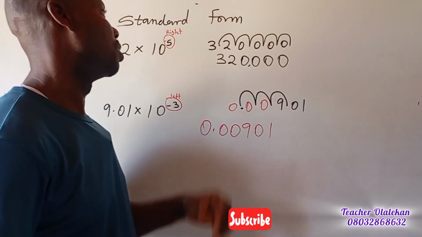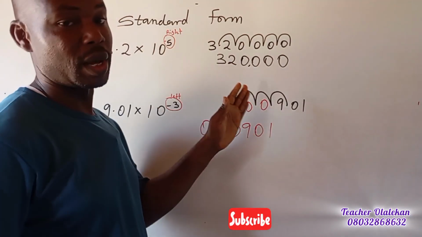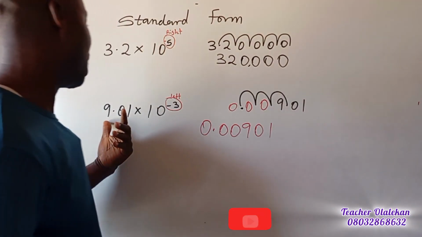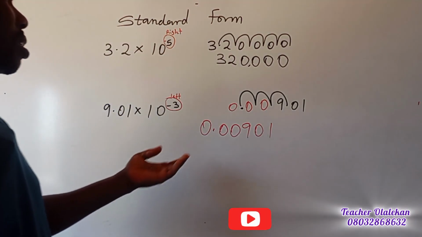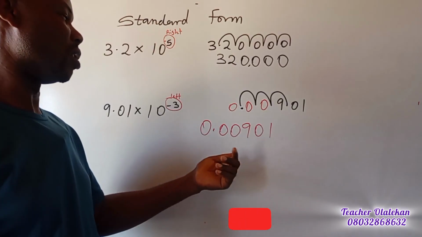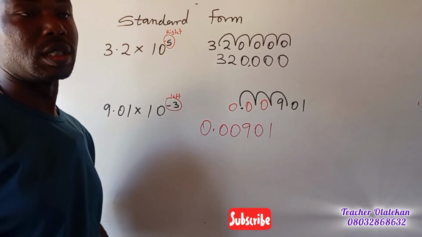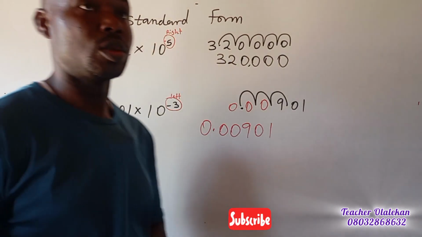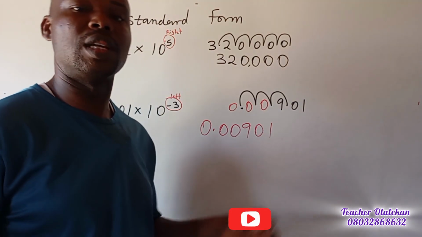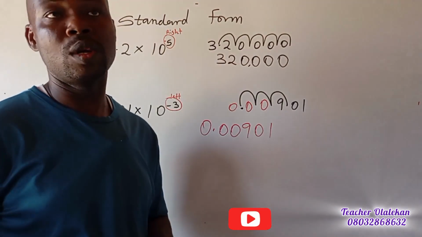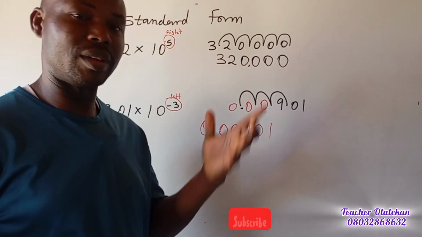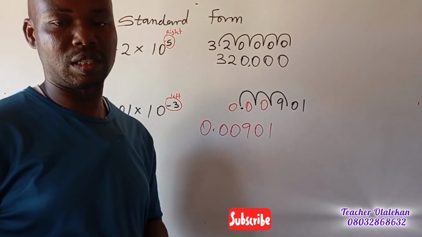These are the steps to write figures in standard form as normal form. So meaning that 9.01 is equal to 0.00901 in normal form. And if you do not know how to change normal form to standard form, you can check my previous video or my all-in-one video that has everything for understanding.